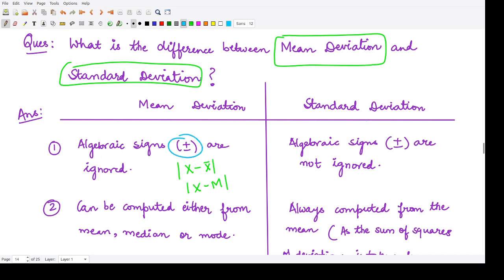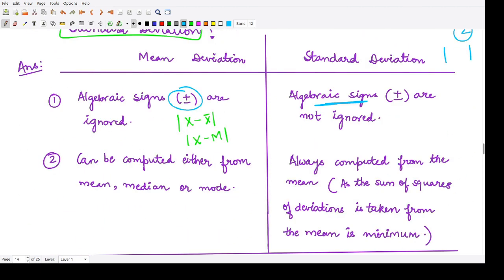But in standard deviation, we are not ignoring the signs because we are not doing the modulus, but we are doing the square of that particular quantity. So the signs in this case are not ignored at all. Moreover, the calculation of mean deviation can be from median or from mean or from mode, whereas the calculation of standard deviation is always taken from mean, because the sum of squares of deviations is minimum when taken from mean.